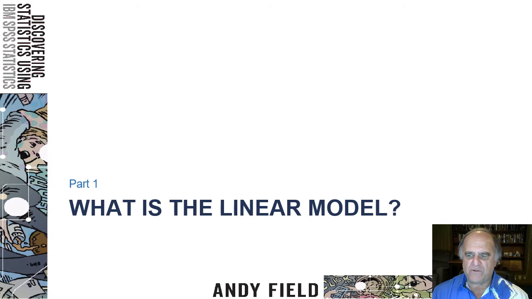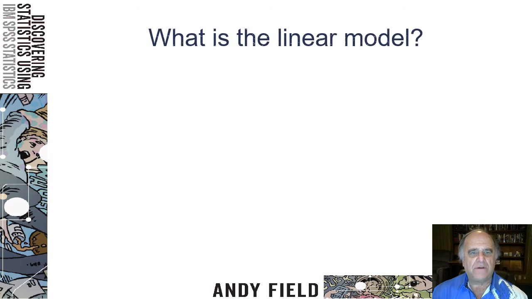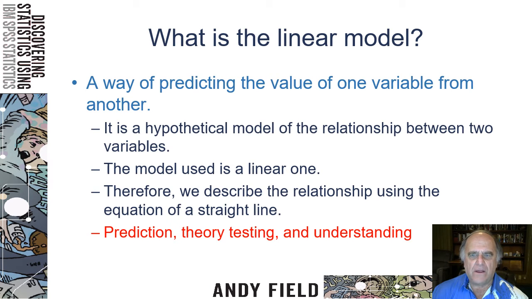So simple regression relies upon the linear model. Obvious question, what is the linear model? Well, the linear model is a simple way of predicting the value of one variable from another. So it's a hypothetical model of the relationship between two variables. The model used is a linear one, a straight line one. Therefore, we describe the relationship using the equation for the straight line, which you probably learned back in grade school at some point.